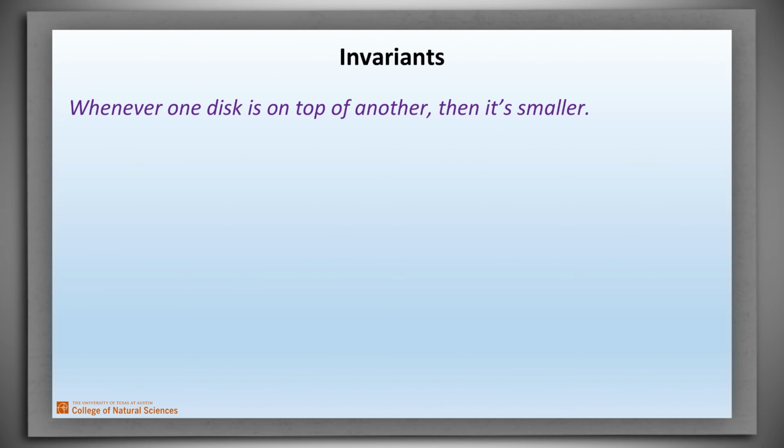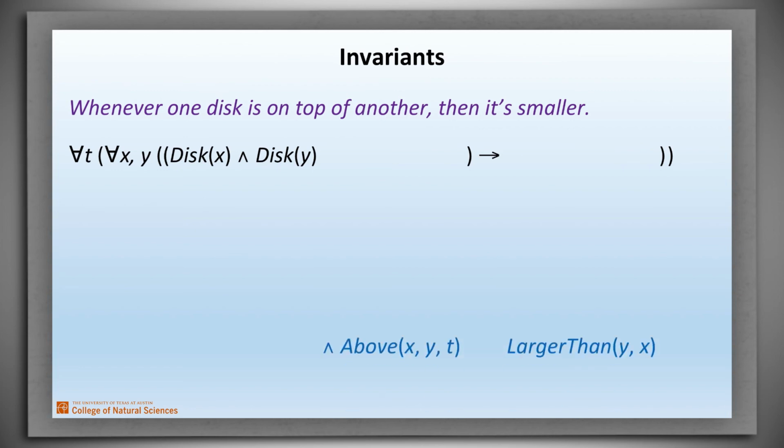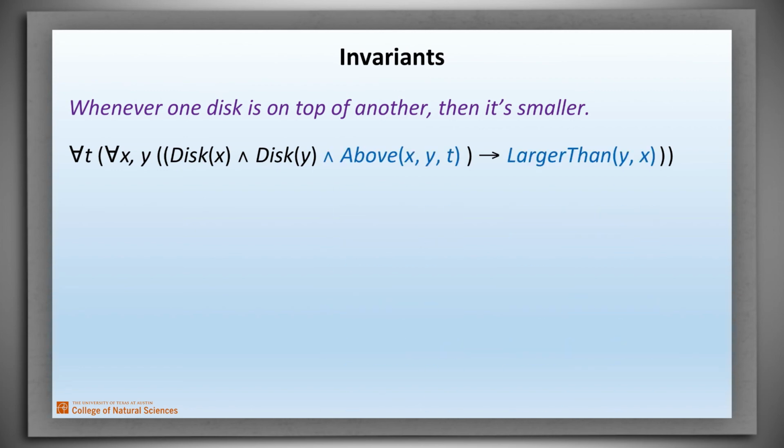All right, how shall we say this? Well, we know that we want our claim to be an invariant. In other words, it holds at all time steps. So let's start with that, for all t. Next, we know that we want it to apply to all pairs of disks. So let's say that. For all x and y, if they're both disks, then something. Now, what we want to say is that if one disk is on top of another, the underneath one has to be larger. So let's say that. So if x and y are disks and x is above y, then y is larger than x.